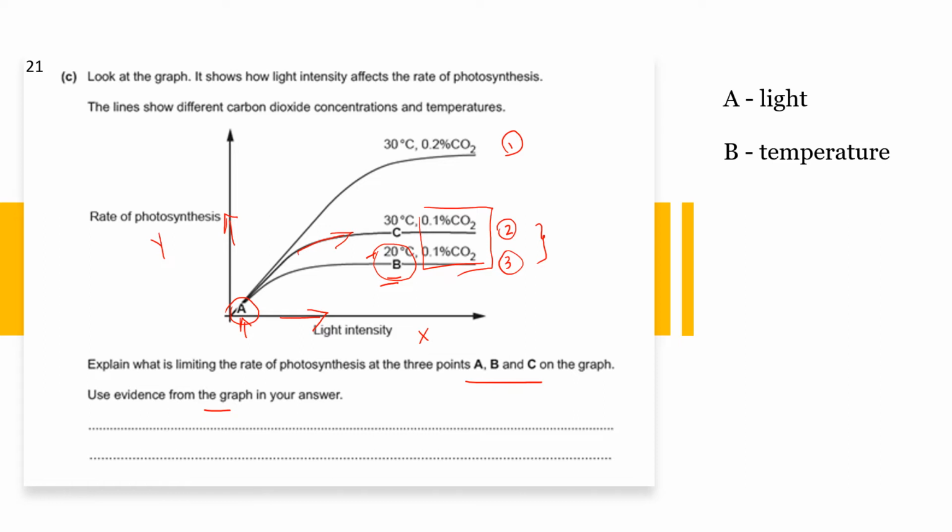Now we will see what could be the limiting factor at point C. For this, we have to compare graphs 1 and 2. In graph 1, the temperature is 30 degrees and graph 2 is also 30 degrees centigrade. However, the carbon dioxide concentration is 0.2% in graph 1, while the carbon dioxide concentration is 0.1% in graph 2. When the carbon dioxide concentration is greater, the rate of photosynthesis is very much greater. Therefore, the limiting factor at point C is carbon dioxide.